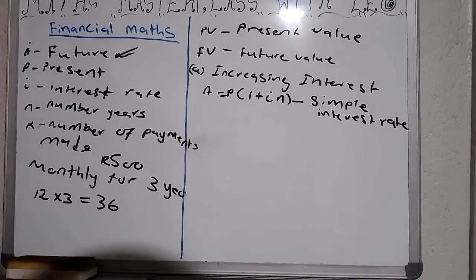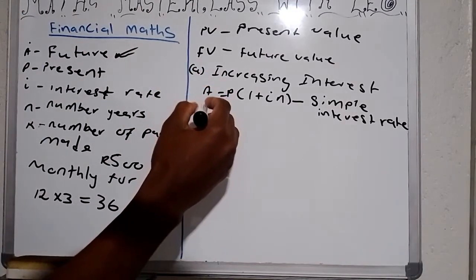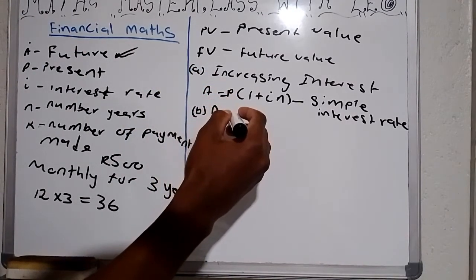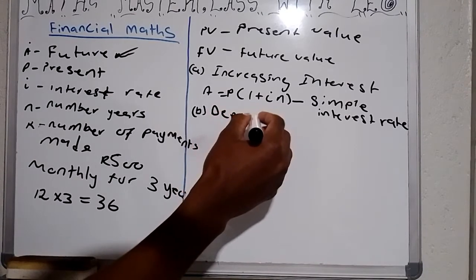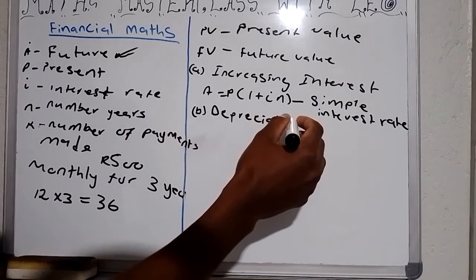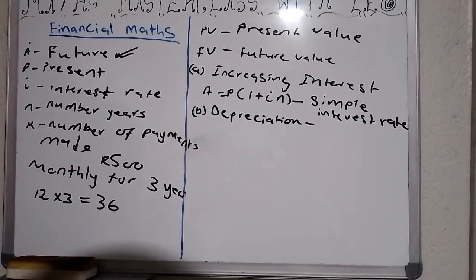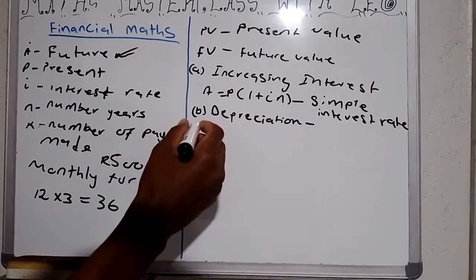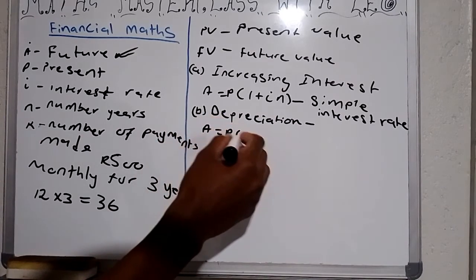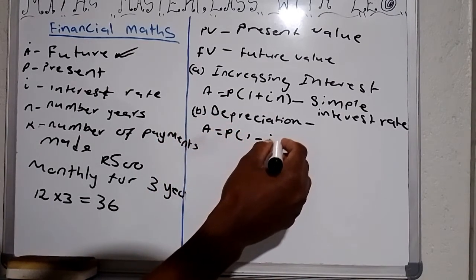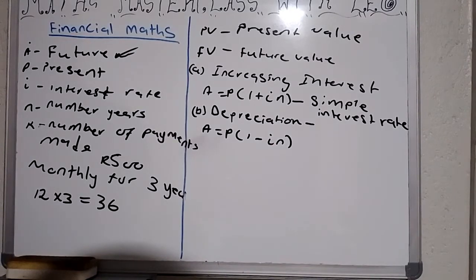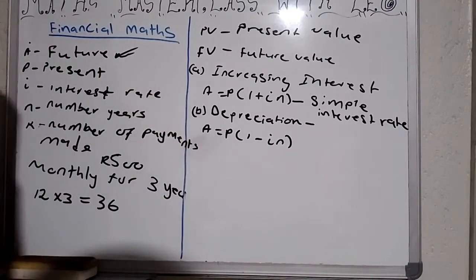And then we also have another one, which is a depreciating or decreasing interest rate. Depreciating and decreasing mean the same thing. Depreciating, in simple terms, means it loses value, right? Things that depreciate, like a car, your gadgets, your cell phones, lose value as time goes. Then the formula for that is A is equal to P into (1 minus I multiplied by N), right? This is for the depreciating.